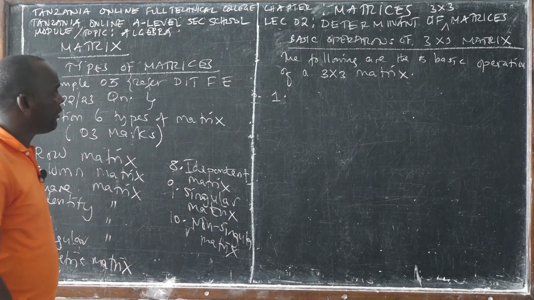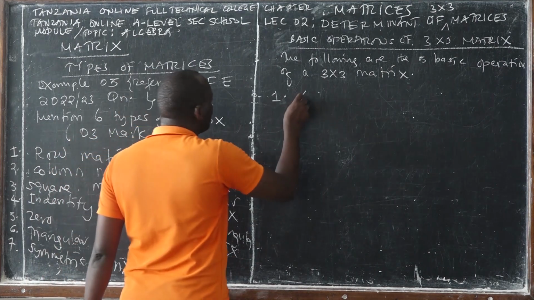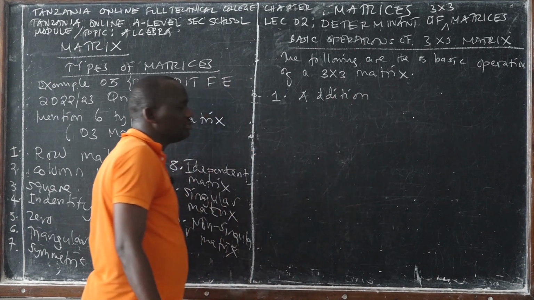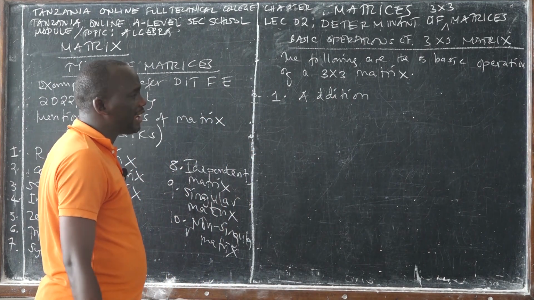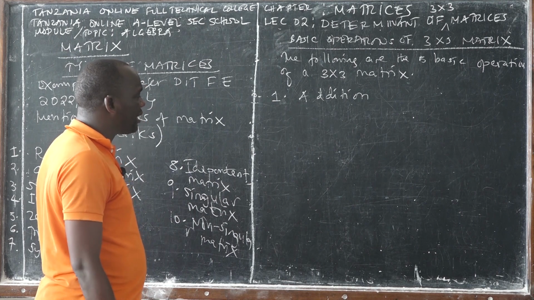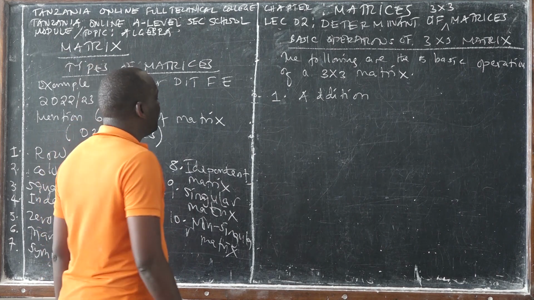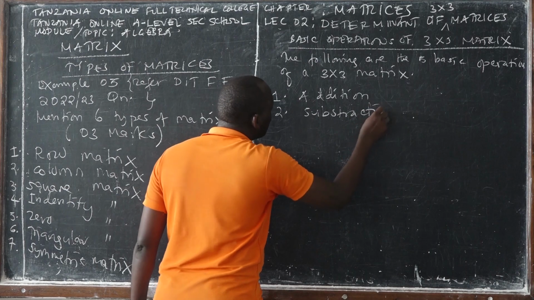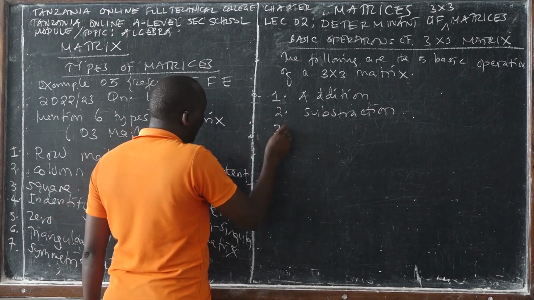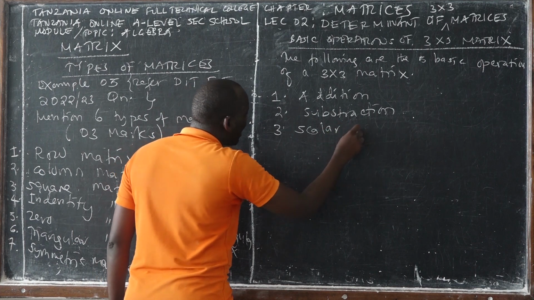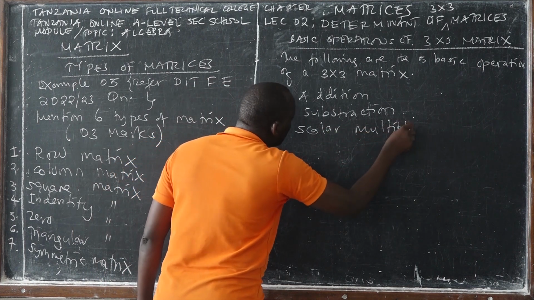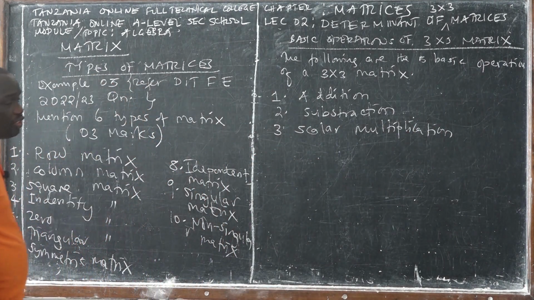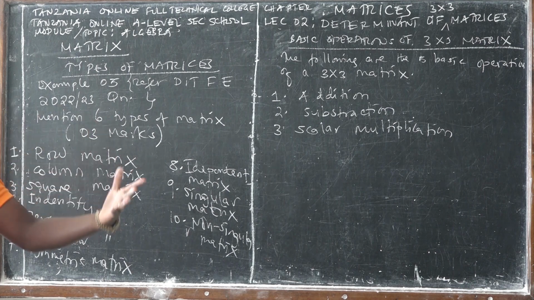Okay. So the first one is called the addition. Two matrices can be added together, and when we add the 2 matrices, we have to add the elements. Then the second basic operation is called the subtraction. And the third one is called the scalar multiplication. We cannot multiply the matrix because of the condition, but we can do scalar multiplication, where we take a number and multiply it with a matrix.